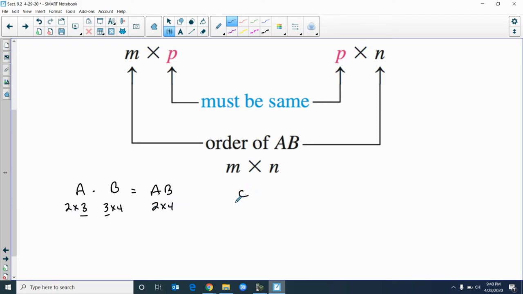If C is a 3 by 4 and D is a 4 by 1, you can multiply those together because the inner values are the same, and then the answer will be a 3 by 1. So that's how you multiply two matrices. They have to have the inner dimensions the same, and then the outer dimensions will be the answer.